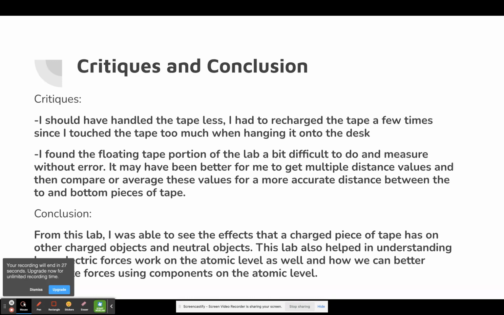For my conclusion from this lab, I was able to see the different effects that a charged piece of tape has on charged objects and neutral objects. I think this lab really helped with my understanding of electric forces on the atomic level, as well as how to better relate equations and the different components of forces on that atomic level.